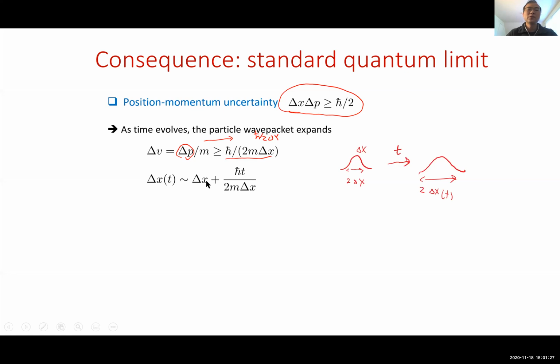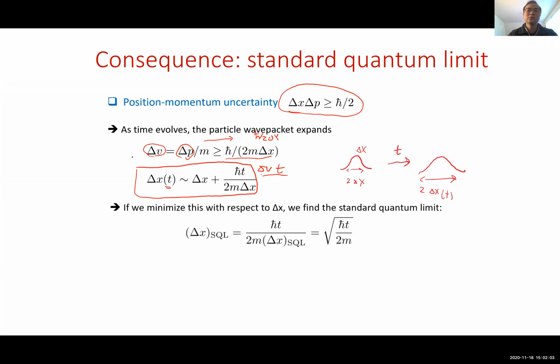And suppose initially this is the uncertainty in position. After time t, I expect that because of the uncertainty in the velocity, it adds more to that uncertainty. That's just velocity times time, basically delta v times t. Okay, so that gives rise to such a spread in the uncertainty. So then we can ask, when is this minimized?